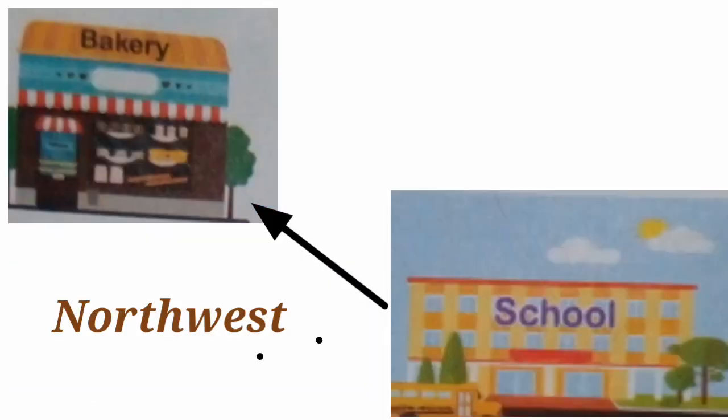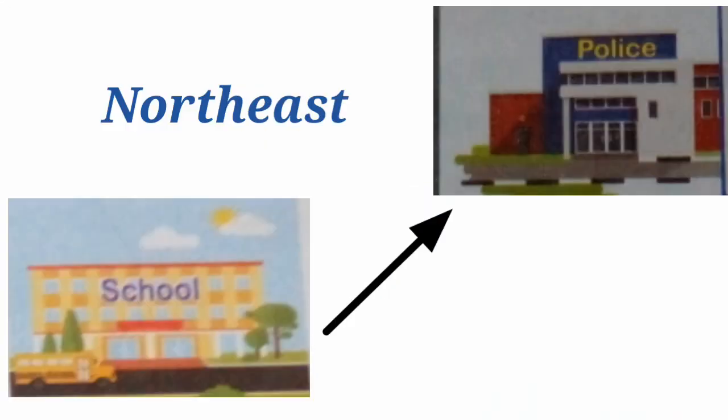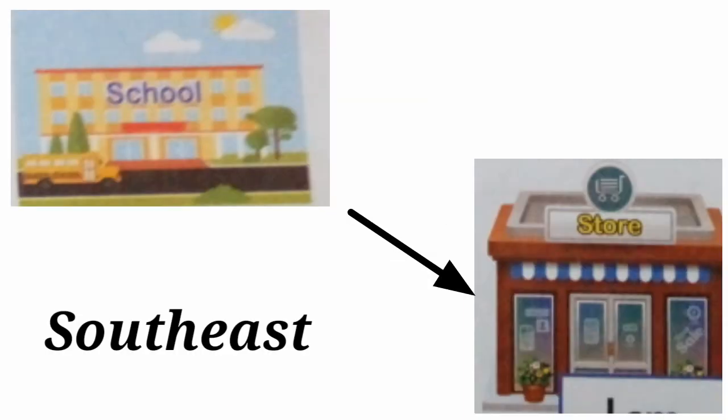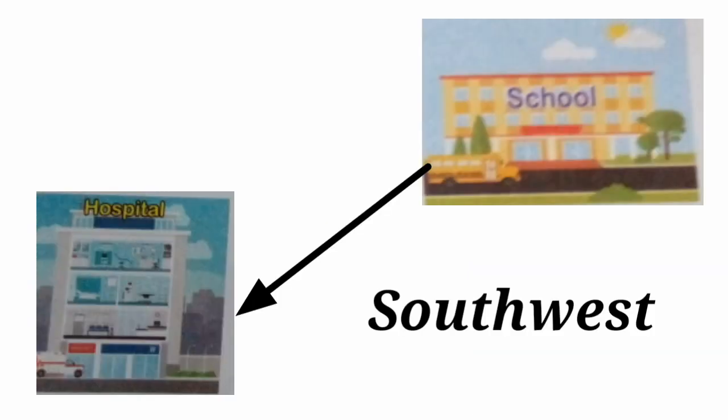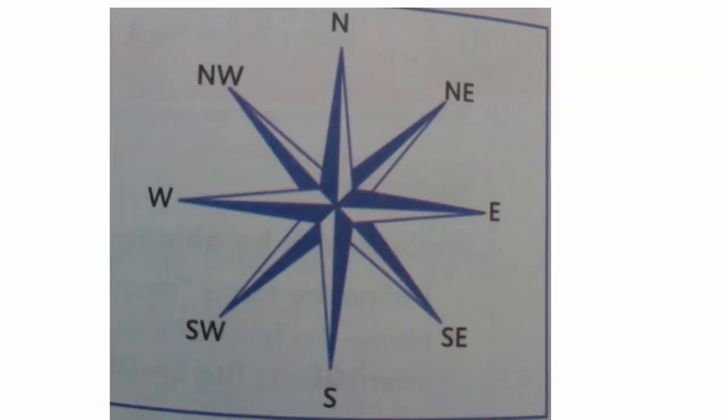In the direction of northwest there is a bakery, and to the northeast there is a police station. In the direction of southeast there is a departmental store, and in the direction of southwest you can see a hospital. Students, with the help of compass rules we can easily find any place.